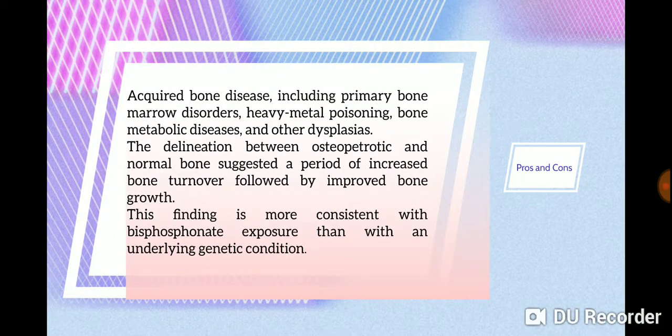Acquired bone disease includes primary bone marrow disorders, heavy metal poisoning, bone metabolic disease, and other dysplasias. The delineation between the osteopetrotic and normal bone suggested a period of increased bone turnover followed by improved bone growth. This finding is more consistent with bisphosphonate exposure than with an underlying genetic condition.